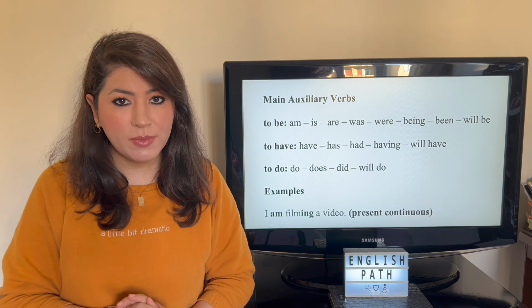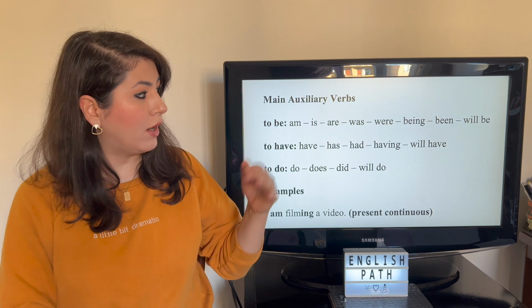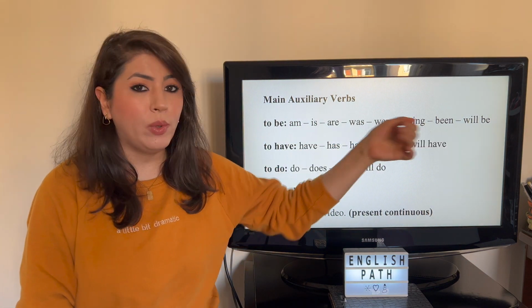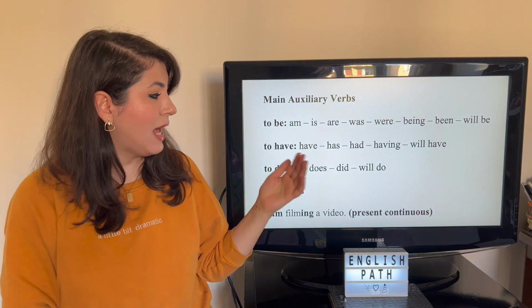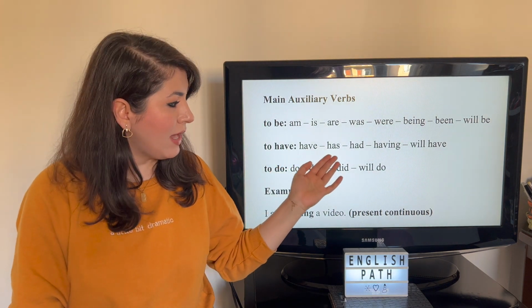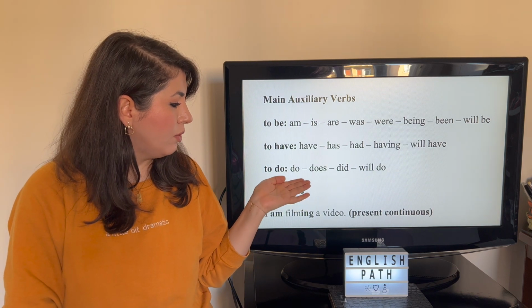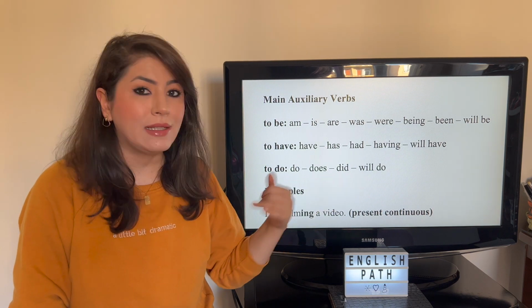So the different forms of be in different tenses are am, is, are, was, were, being, been, will be. The different forms of to have in different tenses are have, has, had, having, will have. And the different forms of to do are do, does, did, and will do.